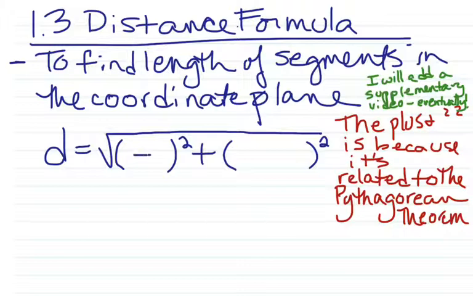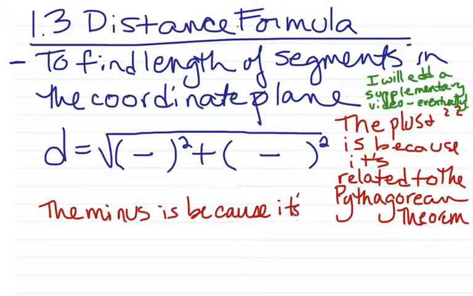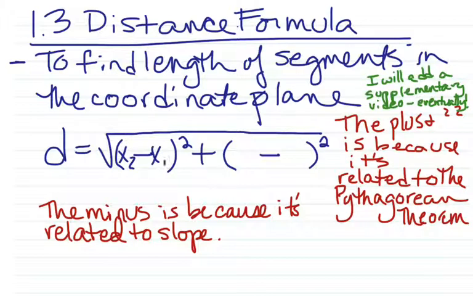And then the minus signs, that's because it's related to slope. So if you remember that slope is y2 minus y1 over x sub 2 minus x sub 1, you remember that it has the 2 minuses. It has the same parts as slope, the y2 minus y sub 1 and x sub 2 minus x sub 1. They're just inside this radical.